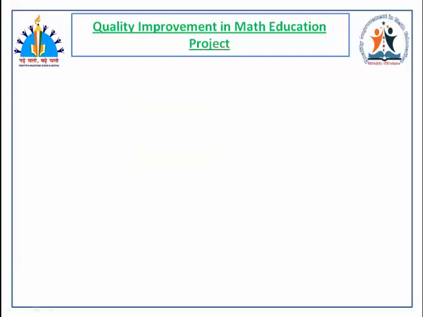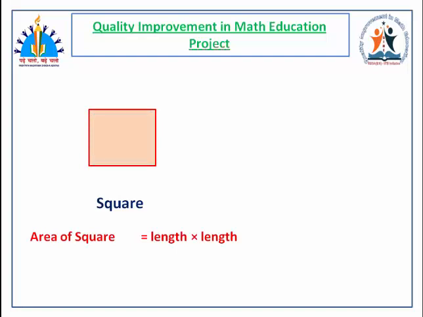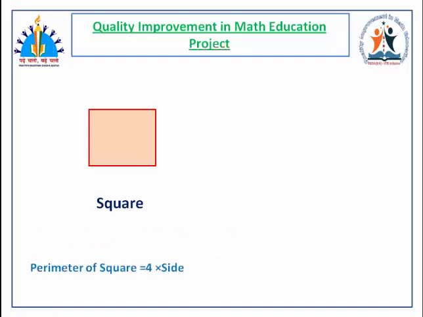Similarly, if you observe this figure, this is a square, and these are the sides, these are the angles, and this is the area of a square. Also, we know the area of a square is equal to length into length. It means the length square, that is the side square. Also, the perimeter of a square is 4 into side.